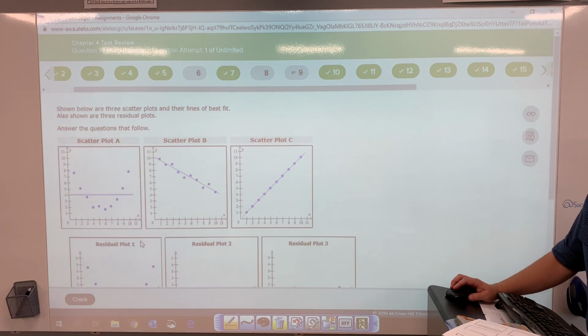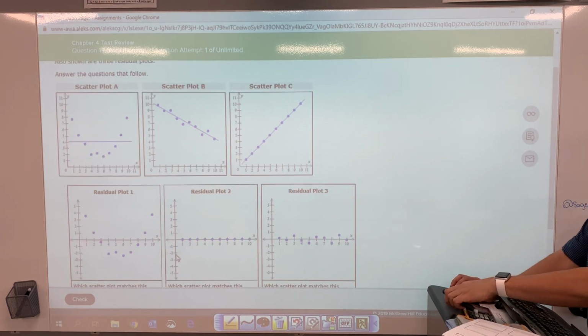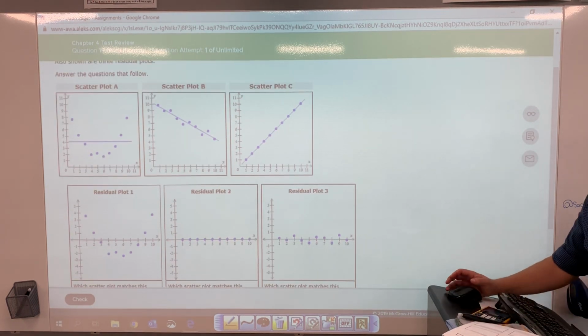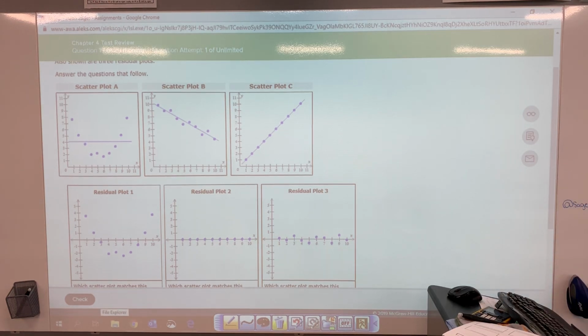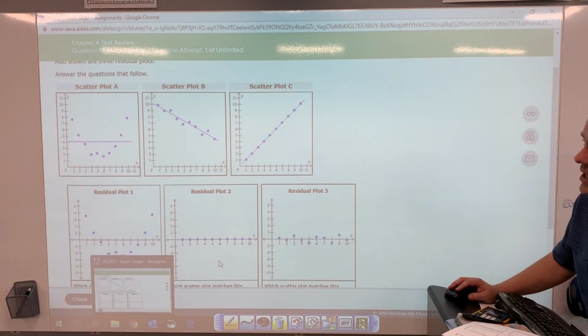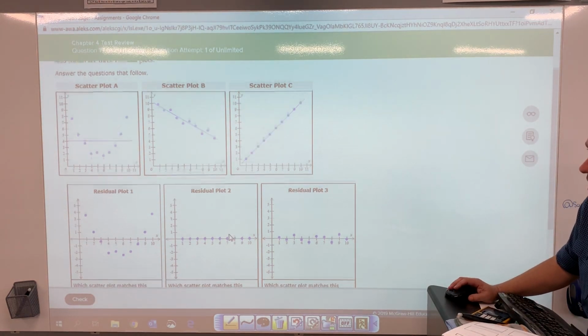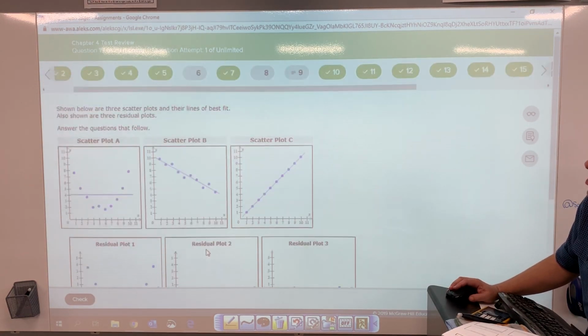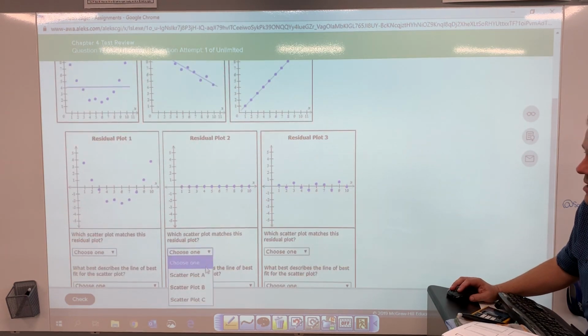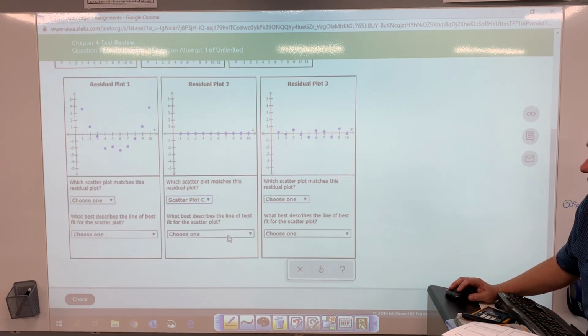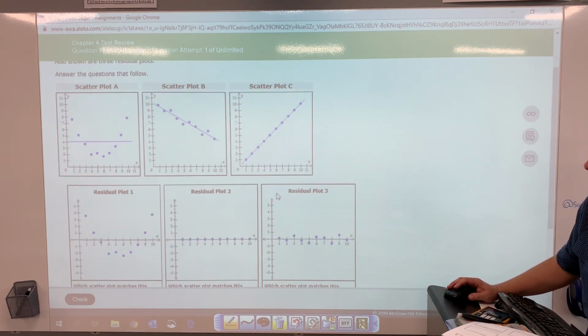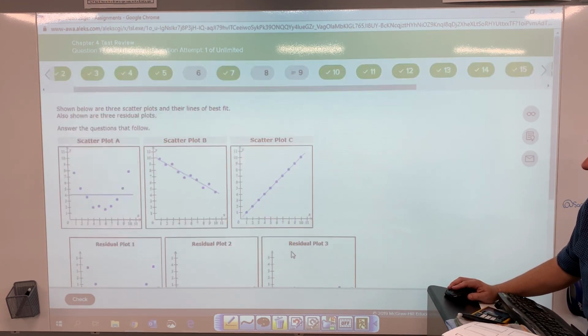Number 19, scatter plots and residuals. Match them up, okay? Remember what residual means. Residual means what is the difference between 2 points. Okay, on this one here, I know that, look how close, this is basically right on it, and so is this. So this one goes with scatterplot C, and it's a perfect model, right? If you guys look at res 3, see how close that is? That matches that line of fit. So that's going to be B.